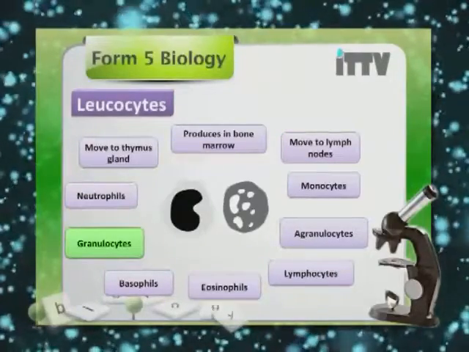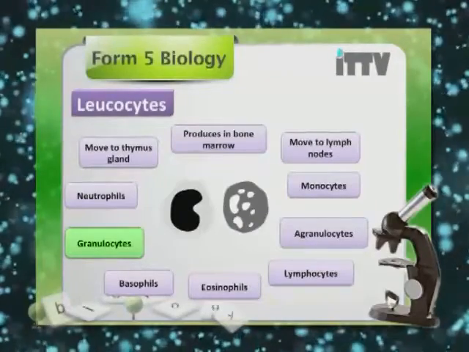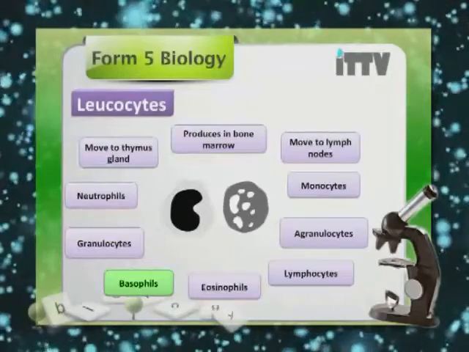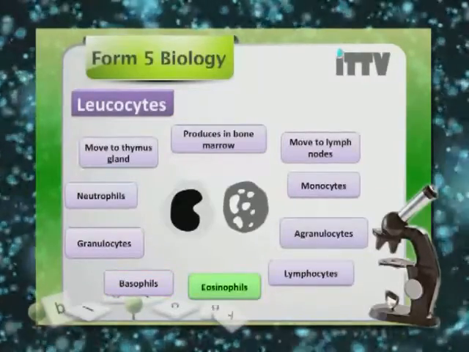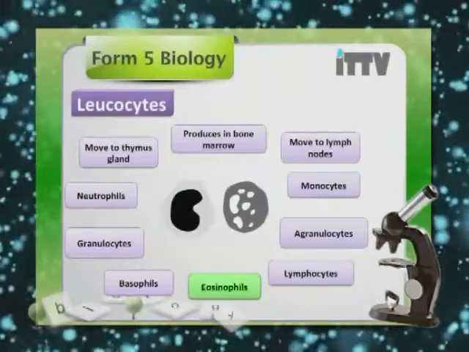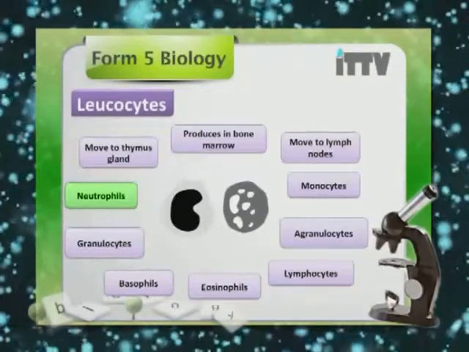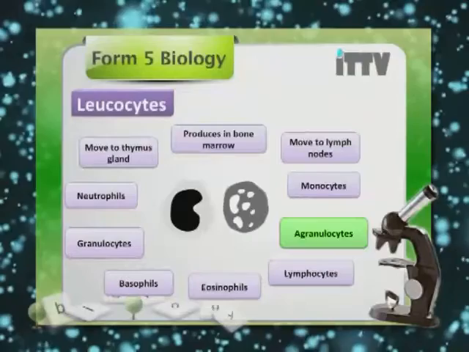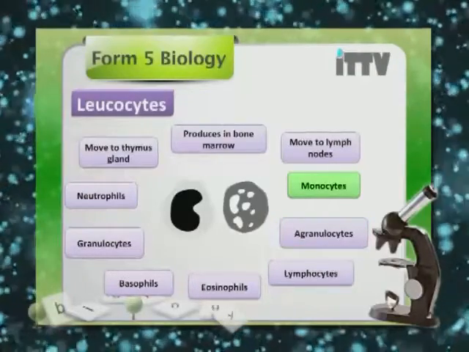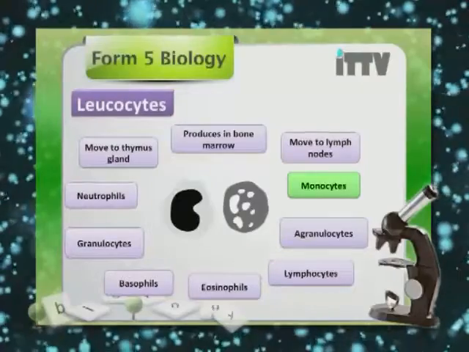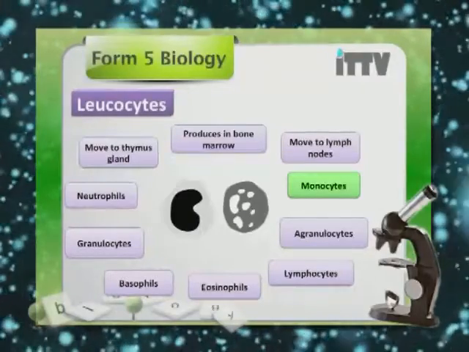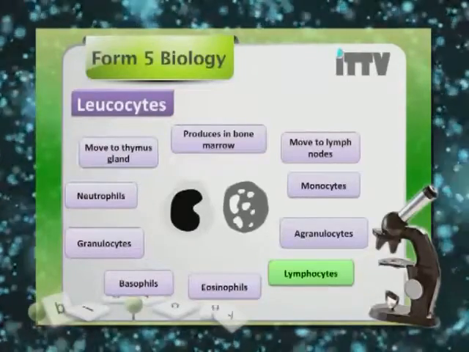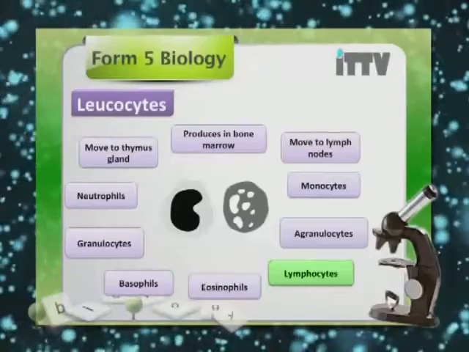The granulocytes comprise three types of cells, namely basophil, which has an S-shaped nucleus, the eosinophil, which has a double-lobed nucleus, and the neutrophil, which has a multi-lobed nucleus. The agranulocytes consist of the monocytes, which are the largest of all the leukocytes and have a kidney-shaped nucleus, and the lymphocytes, which are the smallest of all the leukocytes and have a spherical-shaped nucleus.